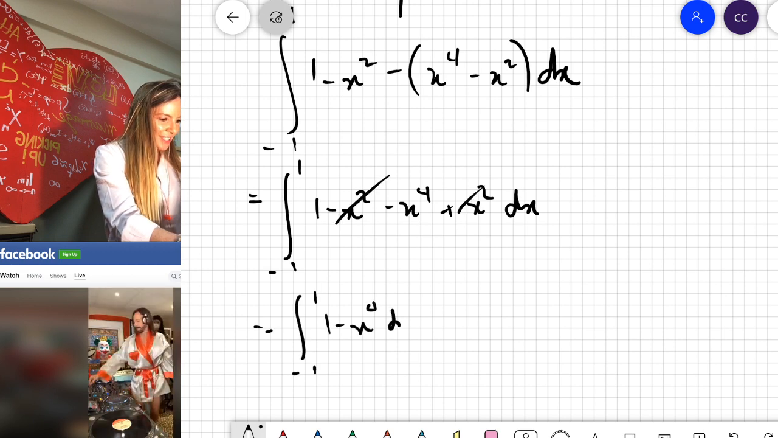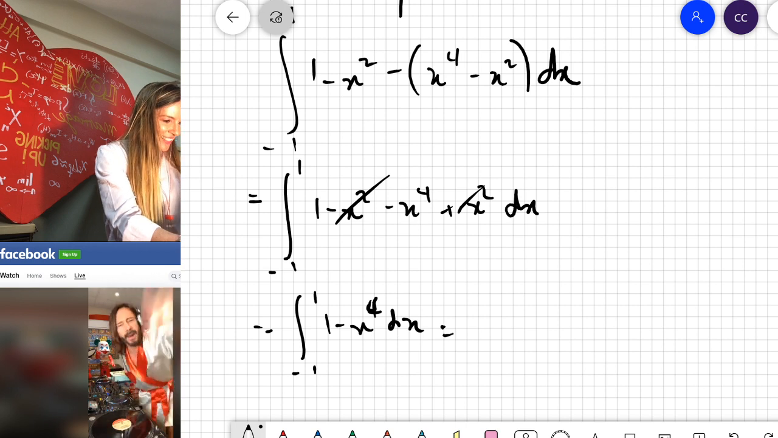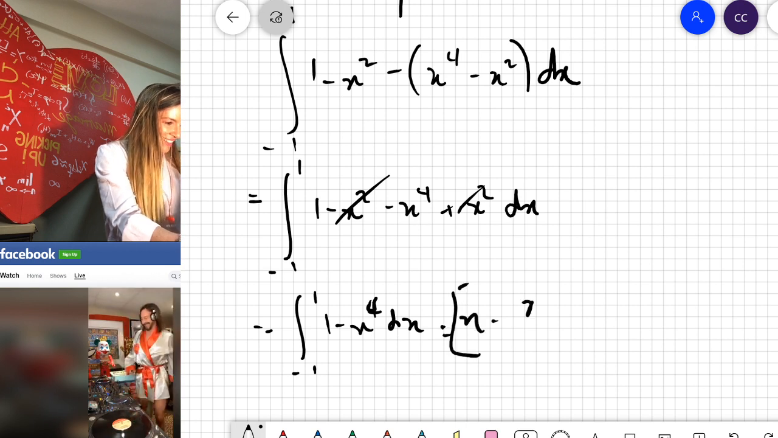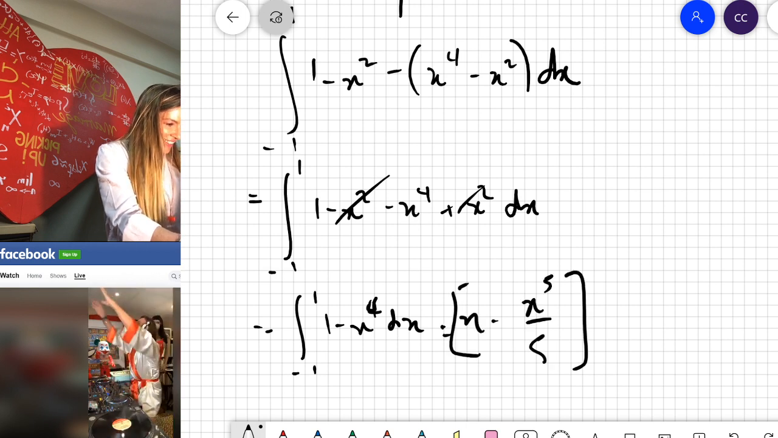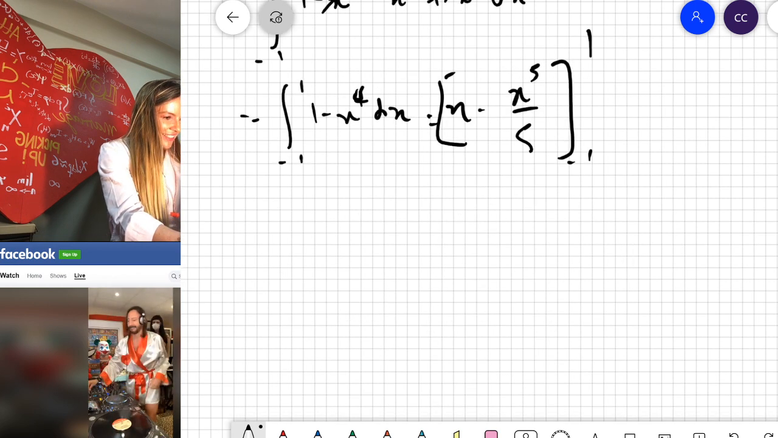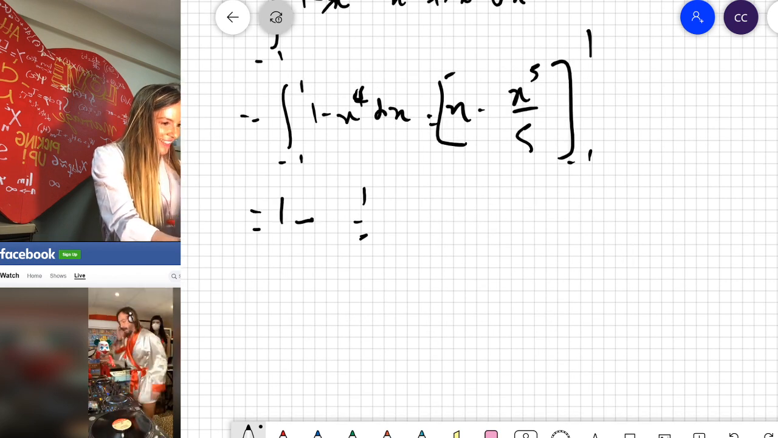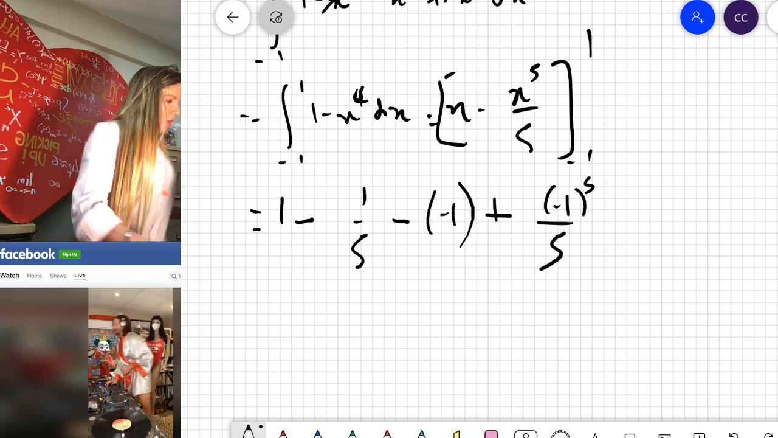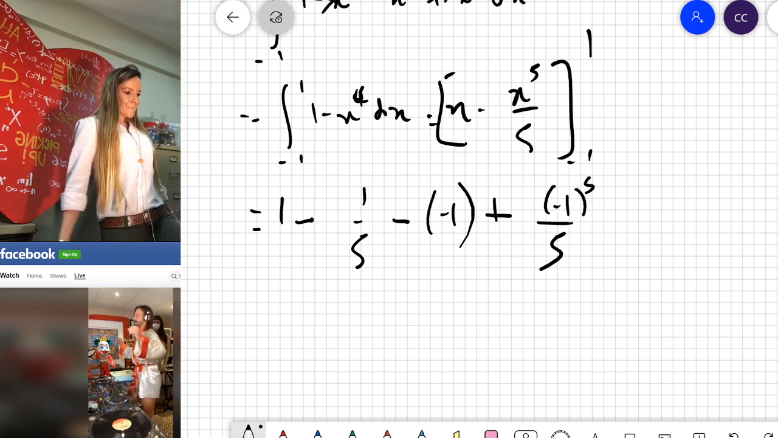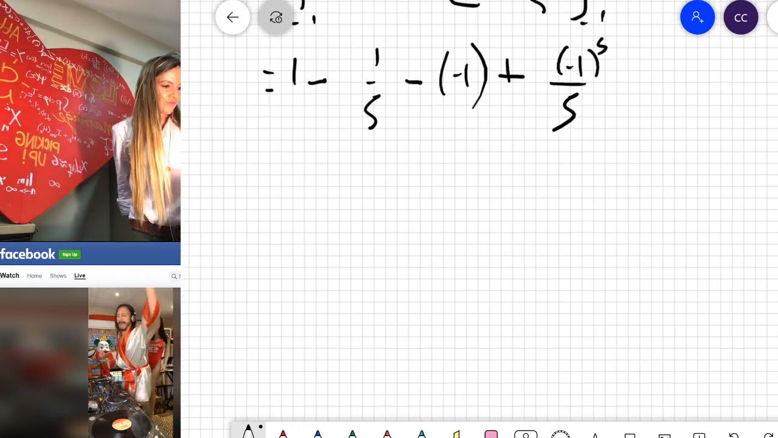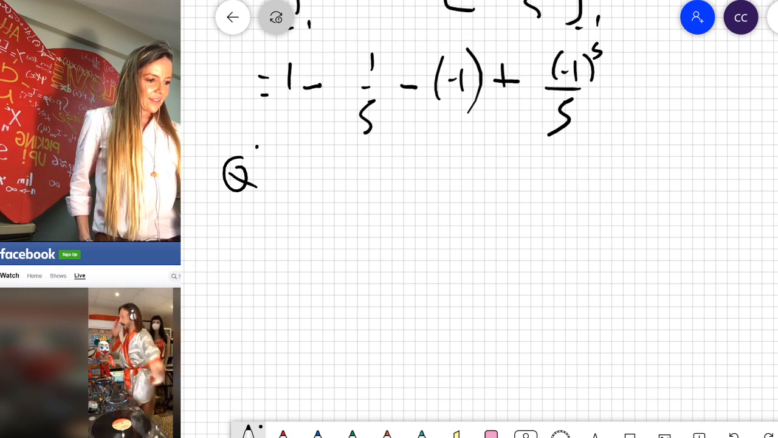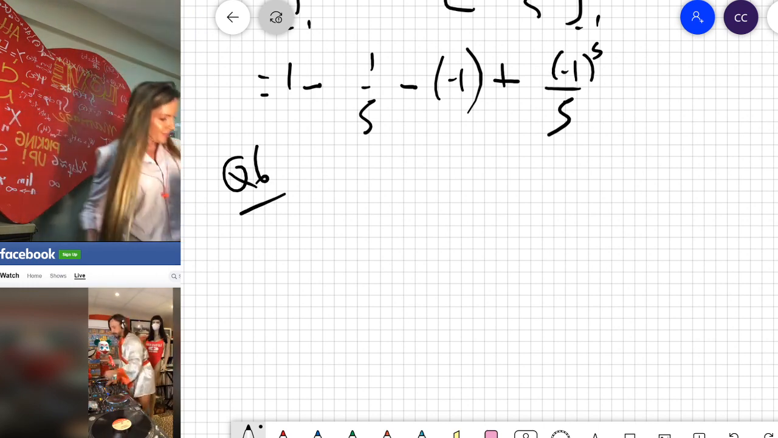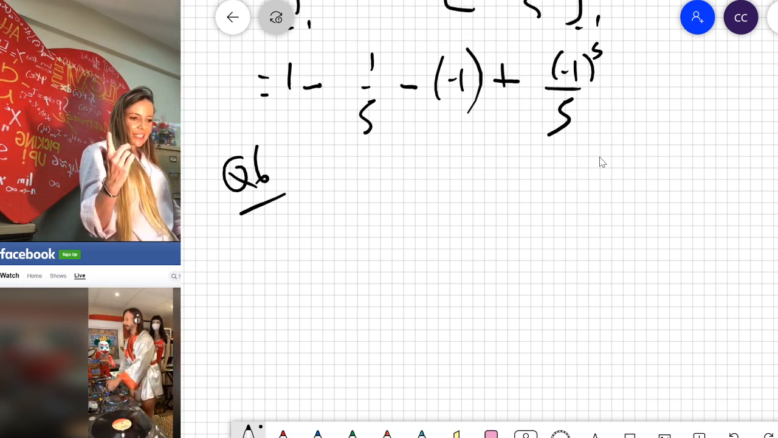X to the 4. See, it's about going as fast as the music. Minus. Don't lose track of your minus signs. Question 6.